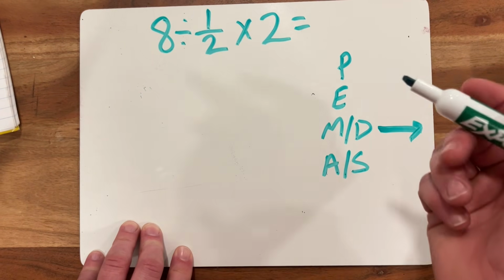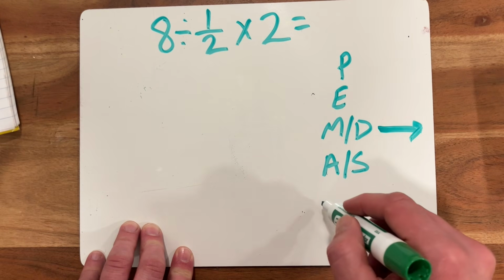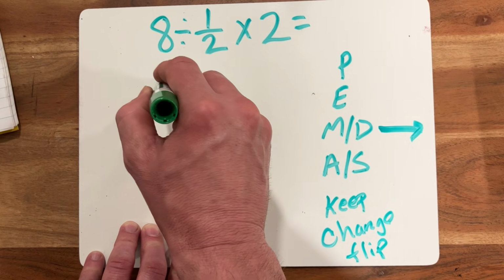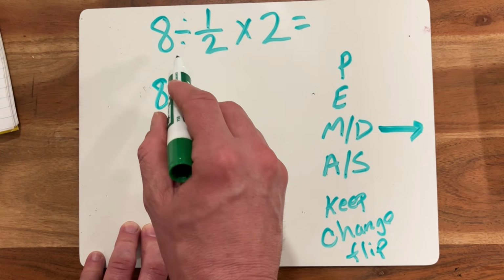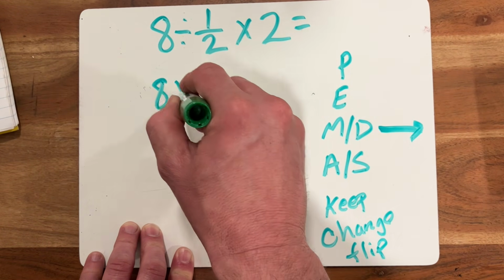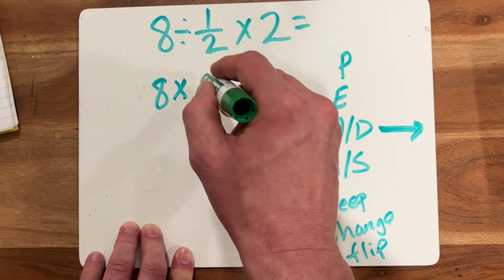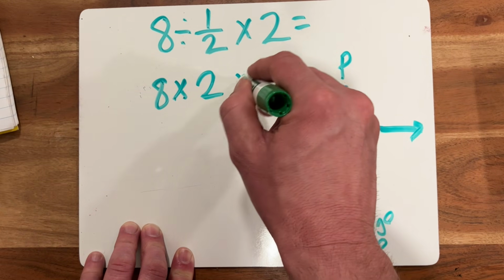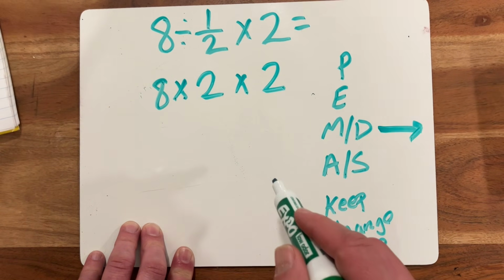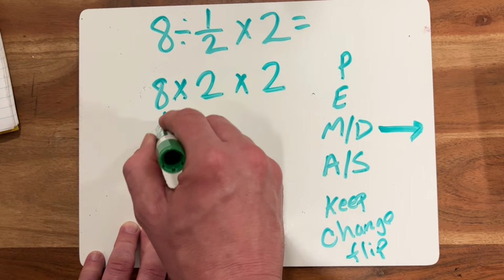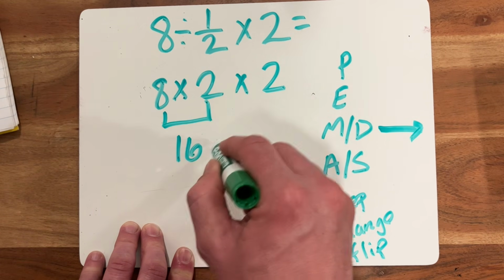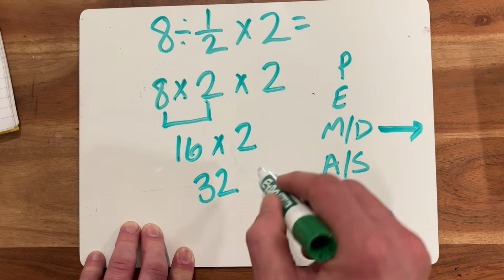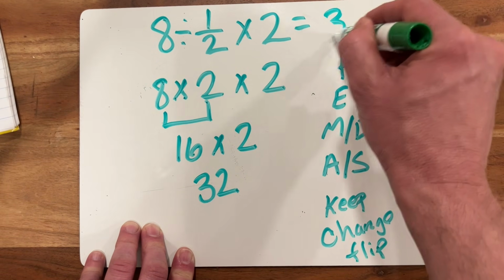To do this, we need to keep in mind, keep, change, flip. This tells us that we keep the first number the same, change the division to multiplication, and then flip the fraction, making it 2 over 1, or just 2. We also bring that times 2 down here. Next, we say 8 times 2 is 16, and then 16 times 2 is 32. So the answer to our equation today is 32.